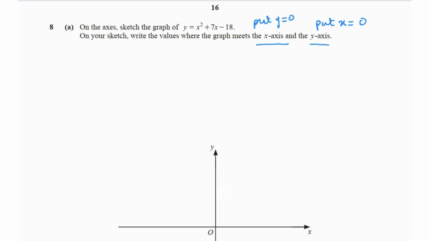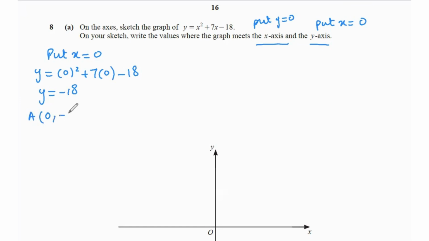Let's start with the y-intercept. So when you put x equals 0, we'll have y equals 0 squared plus 7 times 0 minus 18. So y is negative 18. So let's call this point A, (0, negative 18).